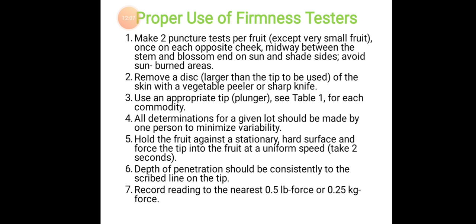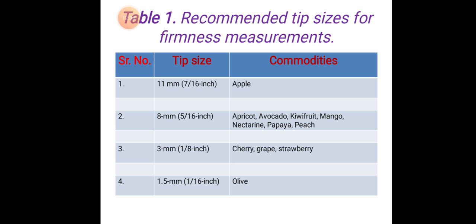Hold the fruit against a stationary hard surface and force the tip into the fruit at a uniform speed. Take 2 seconds. Depth of penetration should be consistently to the scribed line on the tip. Record reading to the nearest 0.5 lb force or 0.25 kg force.